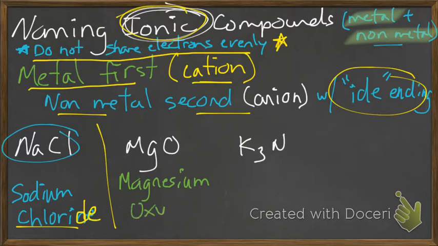And we have oxygen. But because we have to change the ending, comes magnesium oxide.